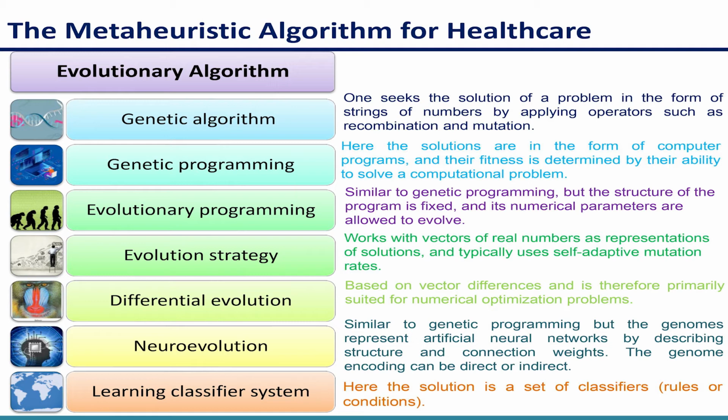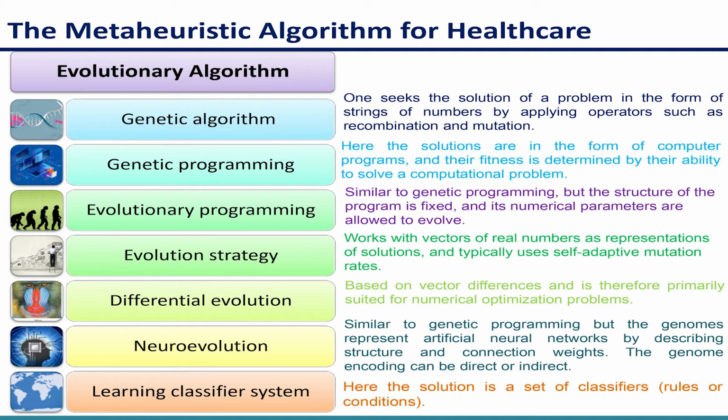Evolutionary programming is similar to genetic programming, but the structure of the program is fixed. We decide in advance the limits and limitations, and within those limits the algorithm is going to perform. So it is similar to the genetic algorithm, but the structure of the program is fixed and numerical parameters are allowed to evolve with the help of this algorithm.